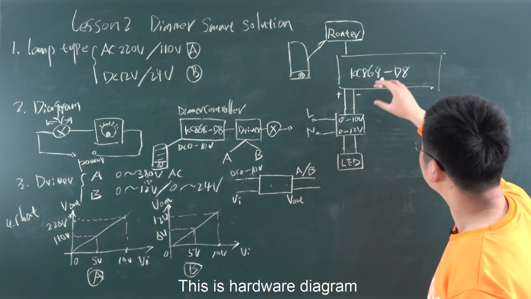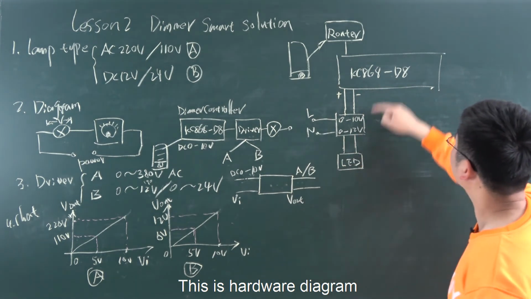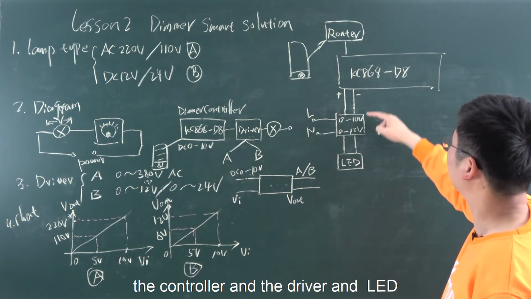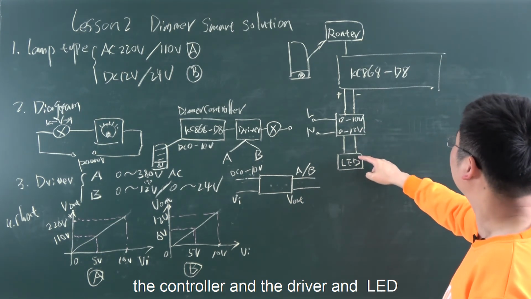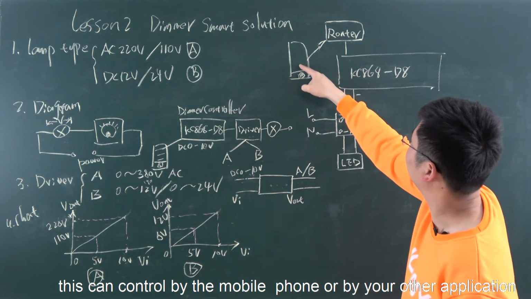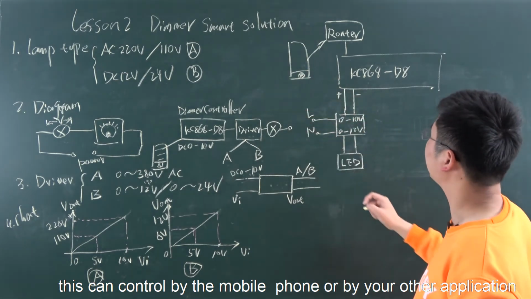Okay, this is the hardware diagram: the dimmer controller, the driver and the LED. This can be controlled by the mobile phone or by your other application.